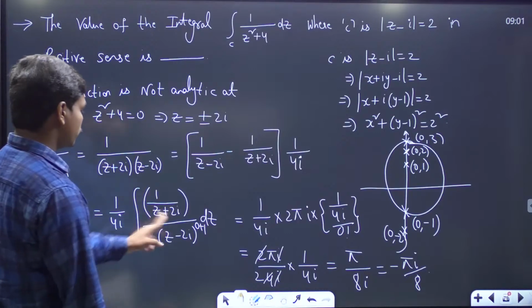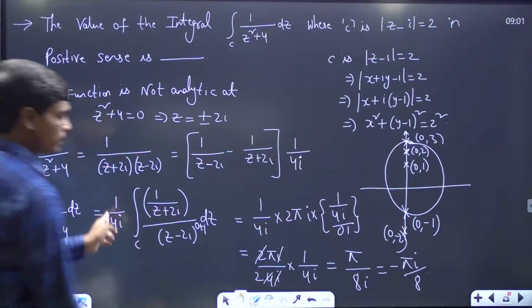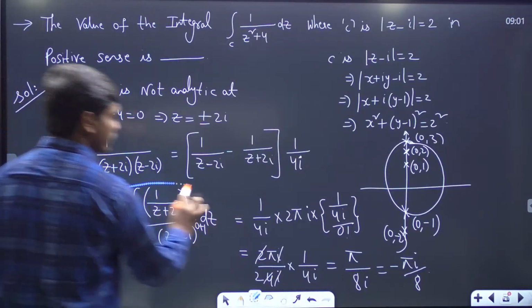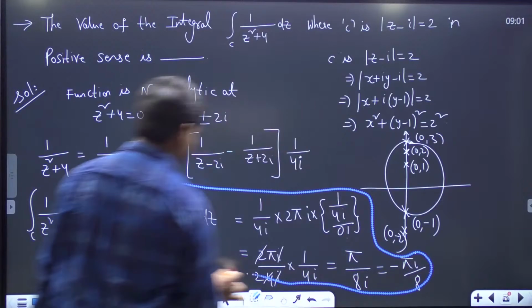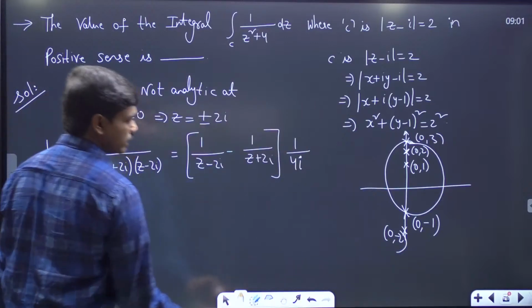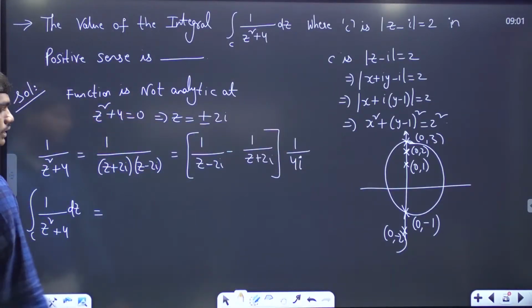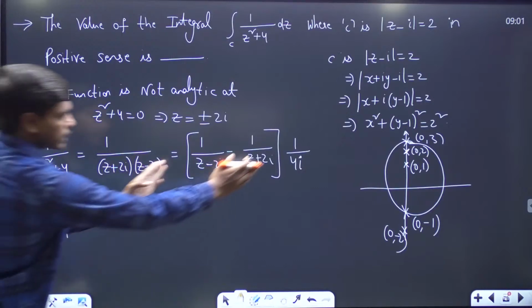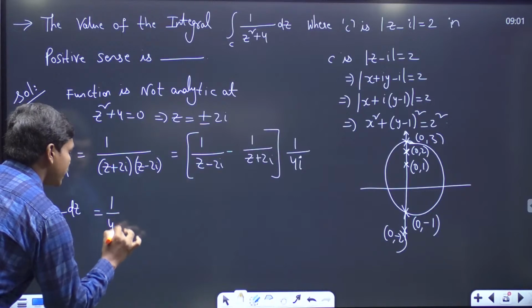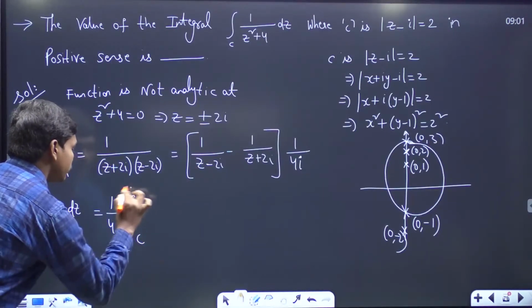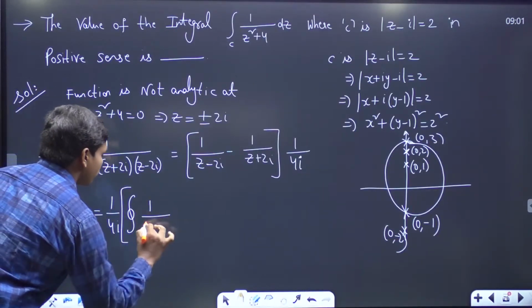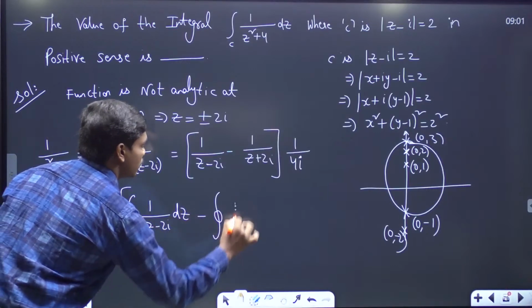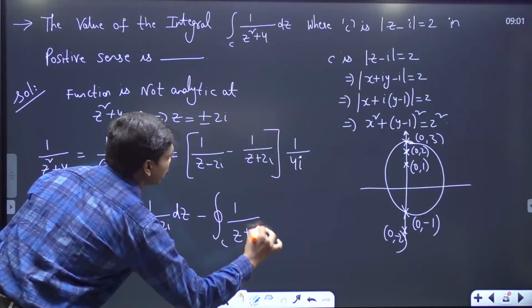Oh, I think some things we messed up here. This 4i is coming in excess. So I think there is some numerical calculation mistake involved here. Let us rewrite the things a bit. Okay, so see here. This integral 1 by z square plus 4, let us take this step straight away. 1 by 4i into integral over C 1 by z minus 2i dz minus integral over C 1 by z plus 2i dz.